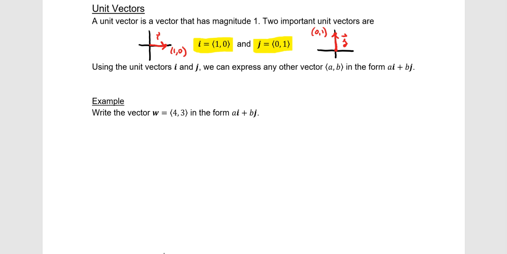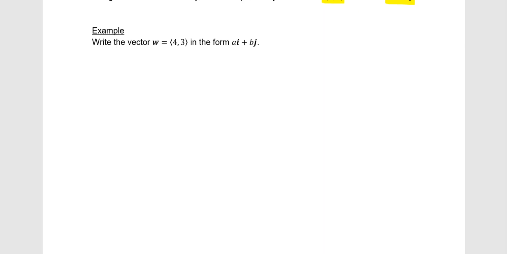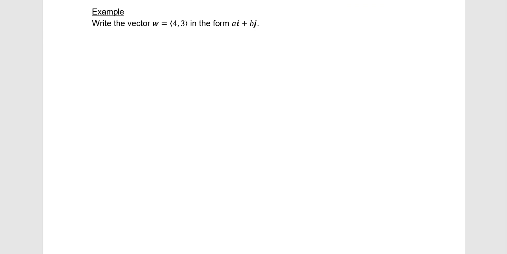Okay, so the importance is that using these, we can express any vector we want to, a comma b, in the form ai plus bj. So let's see an example here. Let's write the vector w, which is 4, 3, in the form ai plus bj. It's relatively simple. We just have to recognize that w is written in the form a comma b, and all we have to do is plug in 4 as a, 3 as b into here, and that'll give us our result. So that's going to end up being w, vector w is 4i plus 3j.